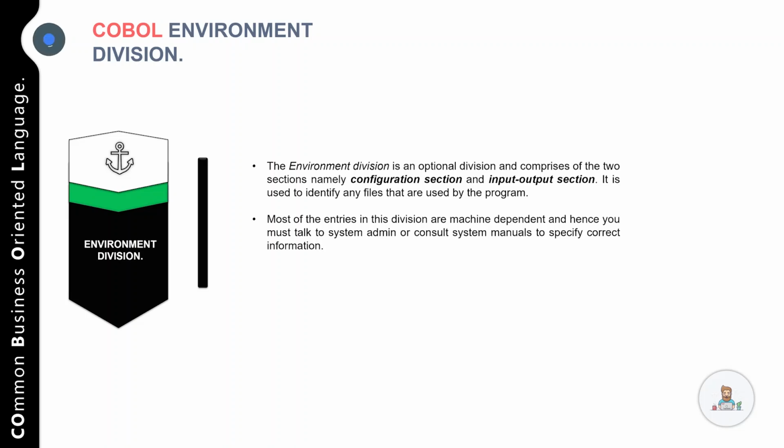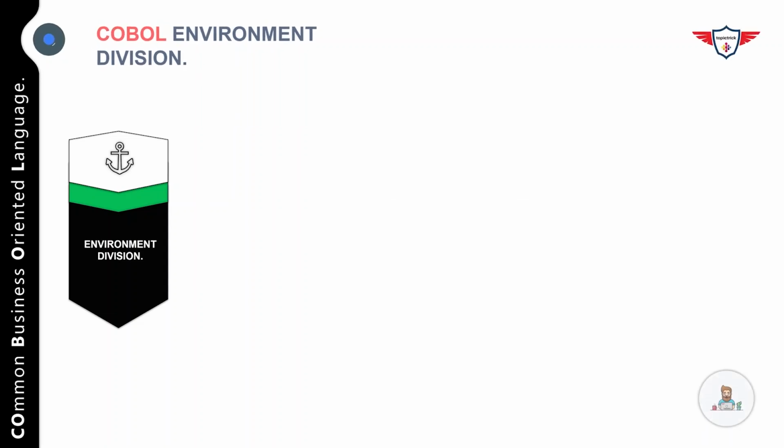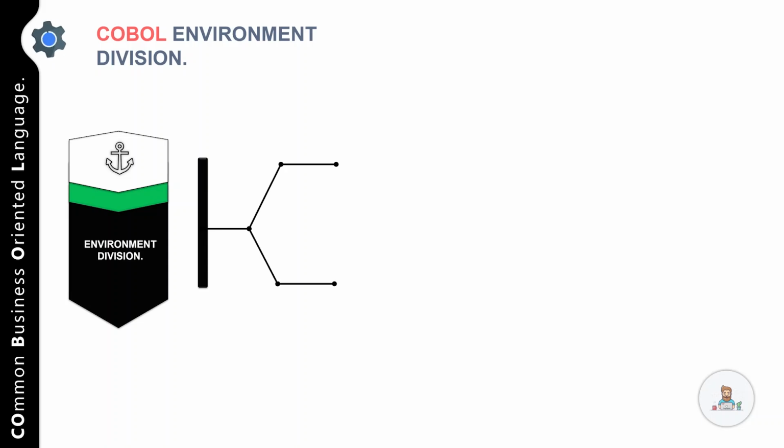Now let me quickly summarize all these subsections of the Environment Division with an example so that you can easily understand how exactly you can write your Environment Division of the program. As I've already mentioned in my previous slide, it is divided into two sections. The first one is the configuration section, which is further divided into source computer and object computer.